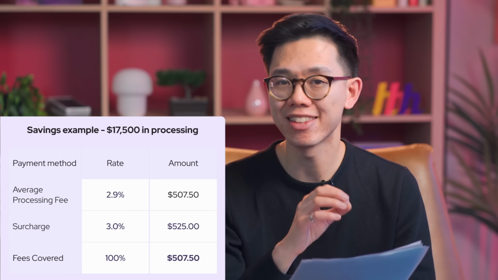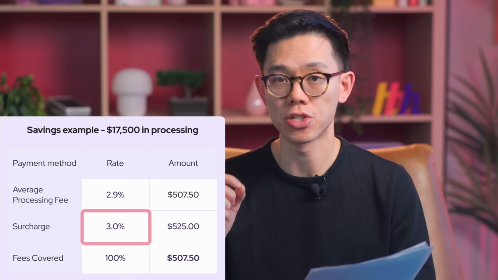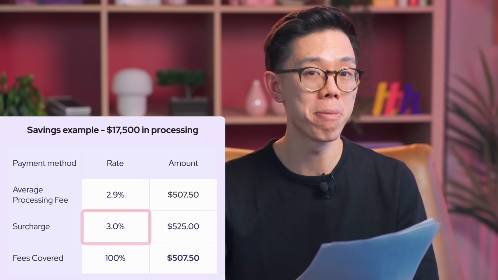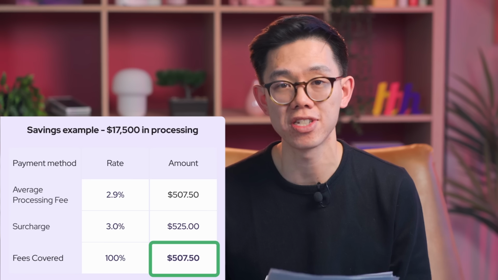Back to the numbers for a second. If you process $17,000 in credit card sales and you implemented a 3% surcharge in that month, you would recover back $500 in fees. This amounts to over $6,000 saved in that year.